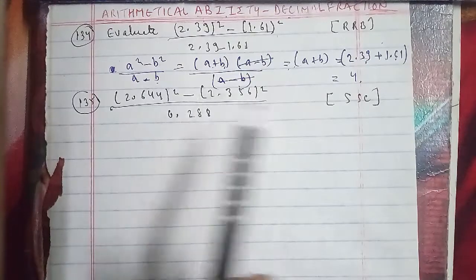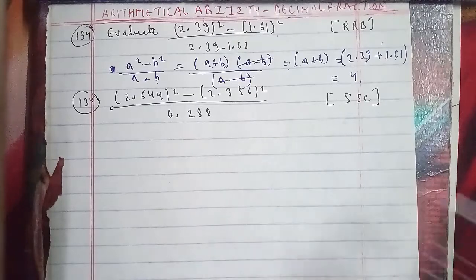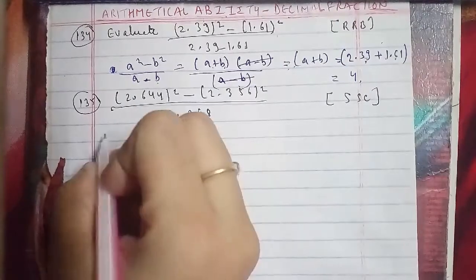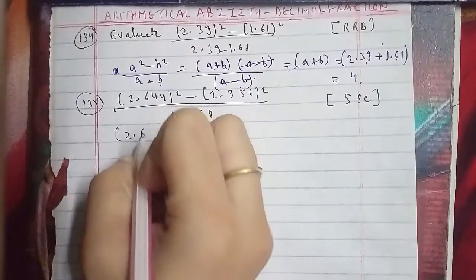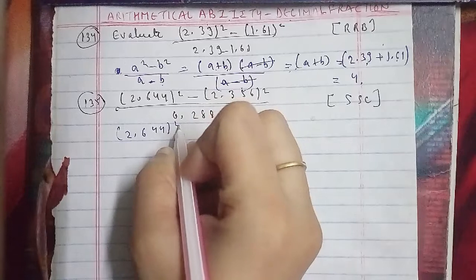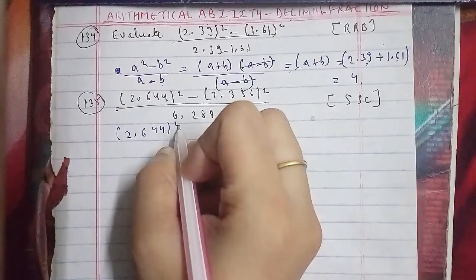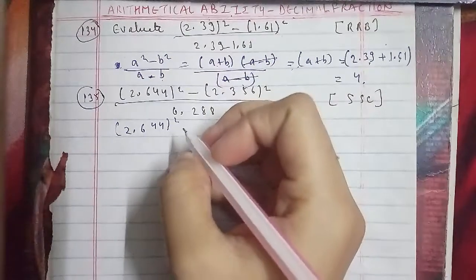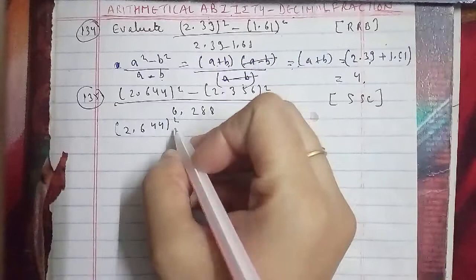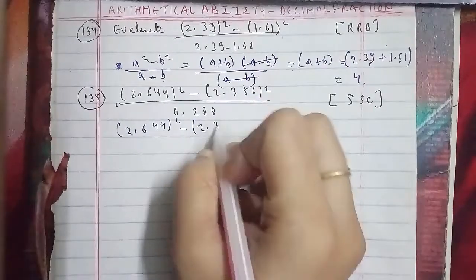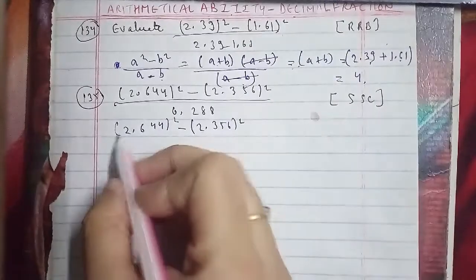The given expression here is (2.644 square minus 2.356 square) upon (2.644 minus 2.356), which, if you can see, is given in the form of a square minus b square upon a minus b.